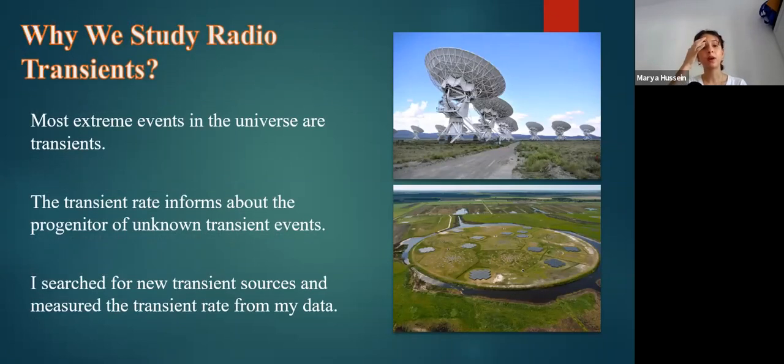I just introduced what radio transients are, and now I will introduce why we study them. So why is it interesting to study radio transients, or why this project? Radio transients in general typically include some of the most energetic events in the universe. Calculating the transient rate is an important tool to better understand what is causing some of these unknown events. And because they are important, I search for new transient sources and measure the transient rate from my data.